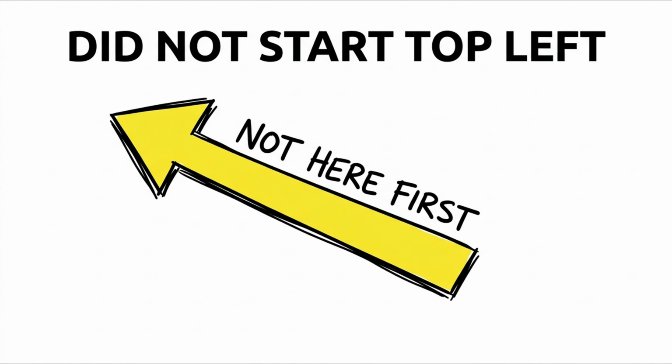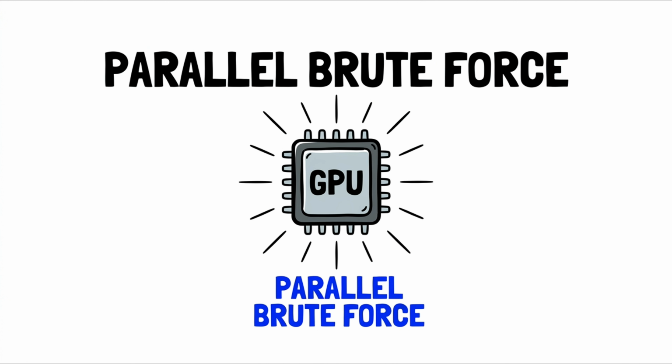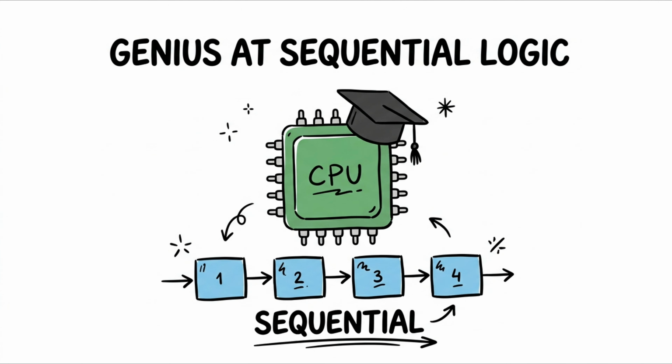It did not start at the top left corner and work its way down. It attacked the entire image at once, from every angle simultaneously, using a kind of parallel brute force that no single processor can match. And to understand how, you first have to understand why your CPU could never do this alone. Your central processing unit is a genius at sequential logic.